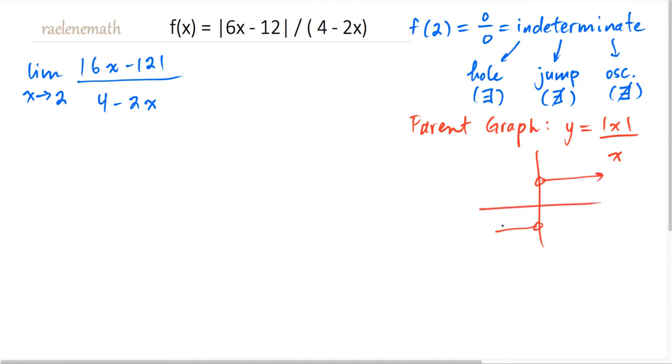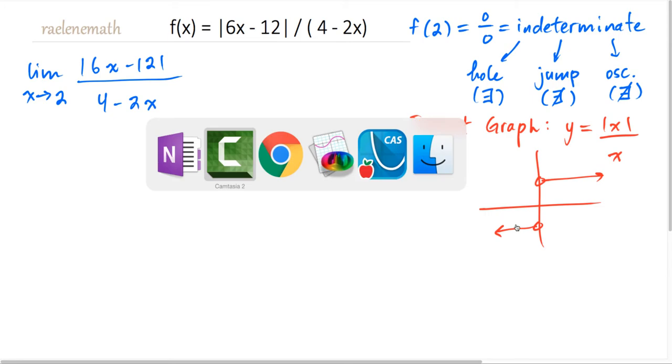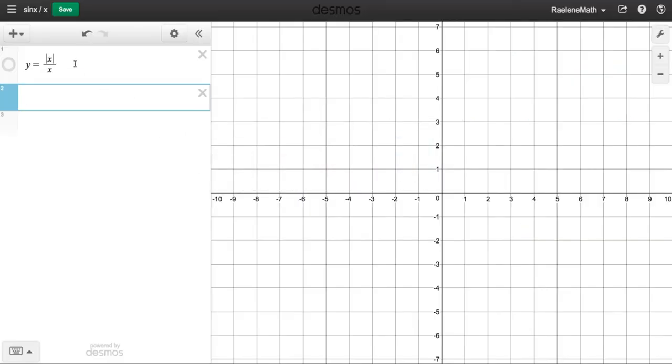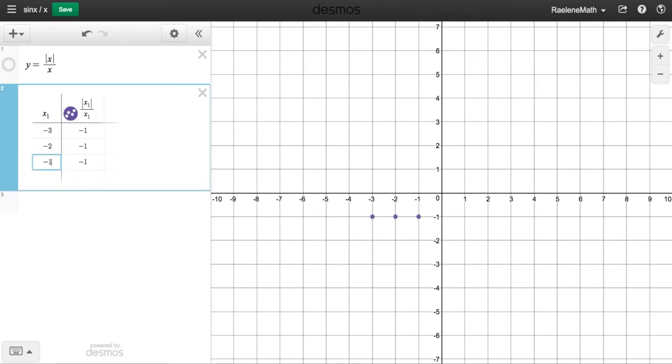But if you're not familiar with some of the parent graphs, you can use technology to see why they behave the way they do. So here's the equation in Desmos, y equals absolute value of x over x, and almost all the time when we want to sketch a graph, we start off with a table of values. So I'm just going to make the y-coordinate equal to the absolute value of x1 over x1. I didn't type anything fancy there, just x1. And it's an empty list until I start to plug in some numbers. So let's substitute negative 3, negative 2, negative 1, 0, 1, 2, 3.